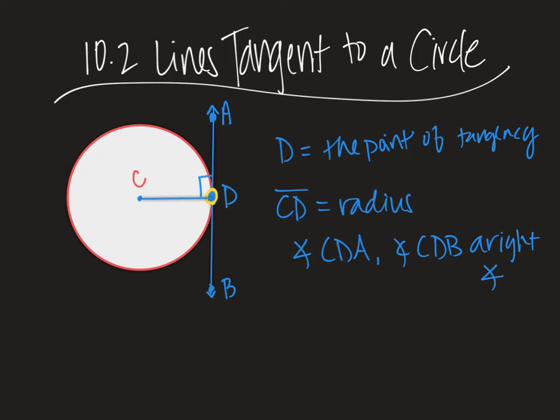A, what is a tangent? It's that line that barely touches the circle. B, what conclusions can we draw about our points of tangency? So when we are tangent at that point of tangency, we create a right angle.